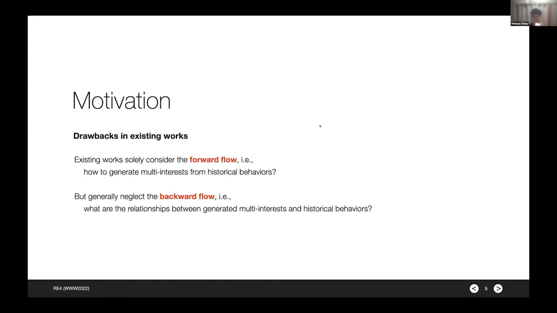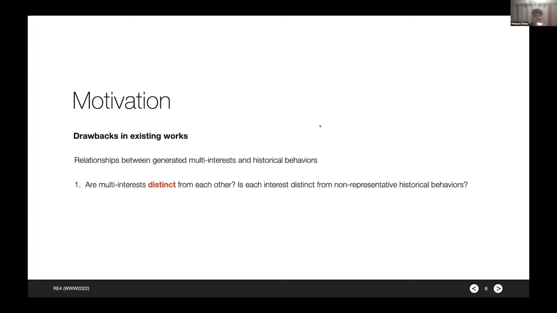So why is existing multi-interest recommendation work not good enough? Our main argument is that existing work solely considers the forward flow, which means they are concerned with how to generate multi-interest from historical behaviors, but they generally neglect the backward flow. That means, once we have generated the multi-interest representations, what are the relationships between these generated multi-interests and historical behaviors?